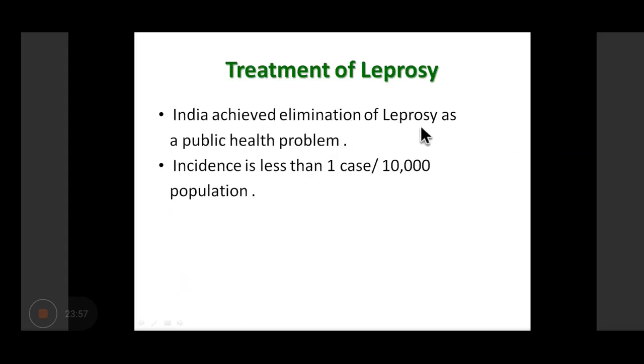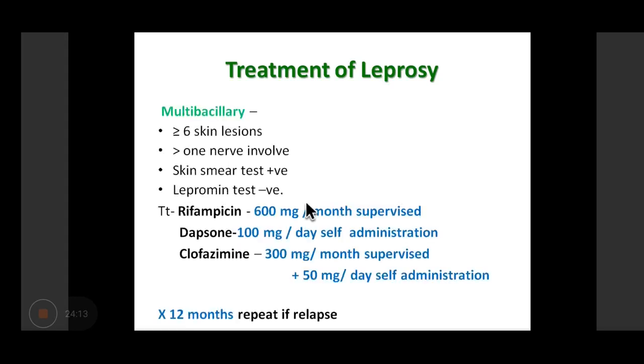So India achieved elimination of leprosy as a public health problem. So we eliminated it, and incidence is now less than one case per 10,000 population. This is the definition of elimination. Actually, if you find less than one case per 10,000 population in your geographical location, you can claim it as eliminated. So now, as I told you, there are two types, multibacillary and paucibacillary.